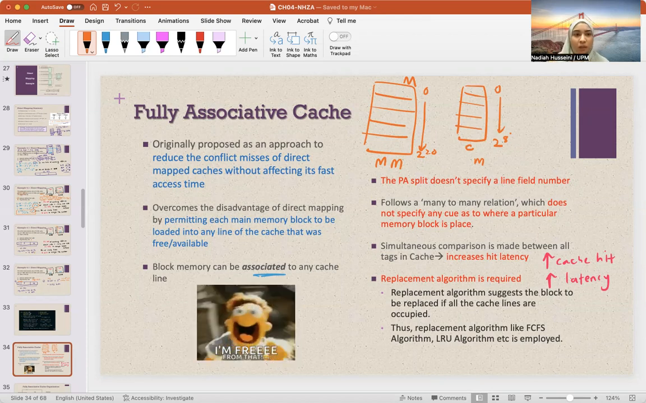Okay, now that we got that one out of the way, let's say I want to map one of the blocks in the main memory. Let's say I want to go for block number 5.